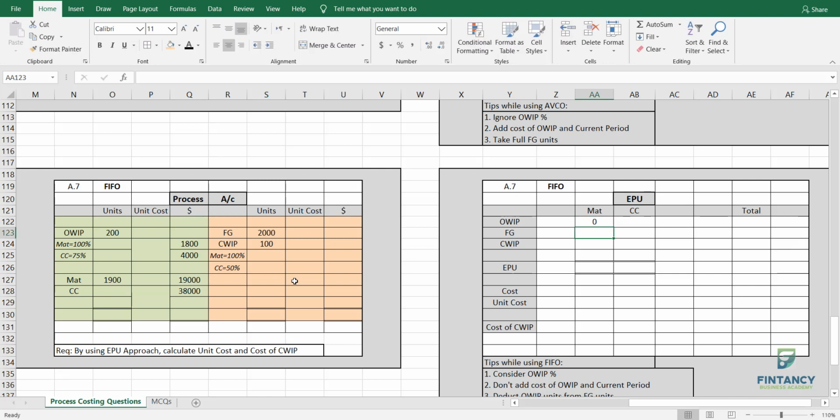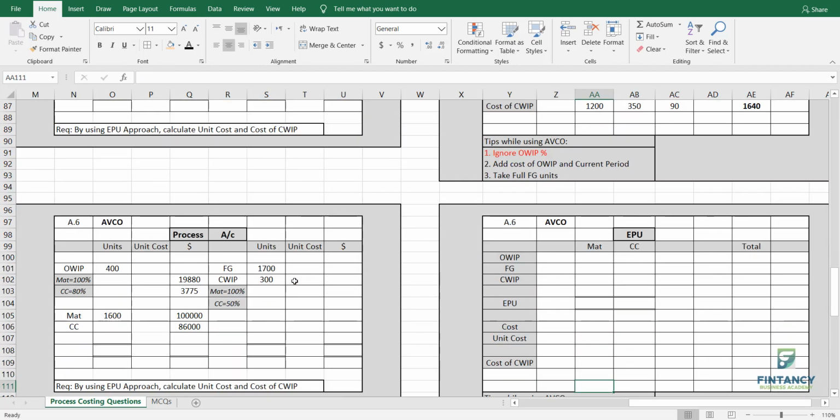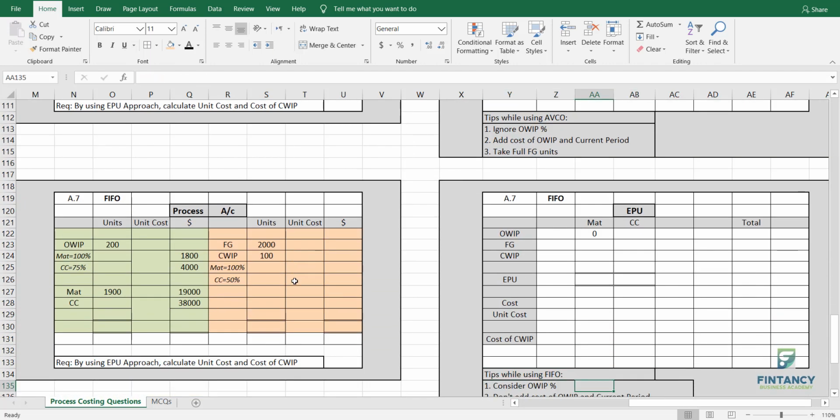Now see, I am not writing here "not applicable", I am writing 0. In the above working, remember, we wrote not applicable because we were totally ignoring it. But here I am calculating it, and the answer is 0. Okay.